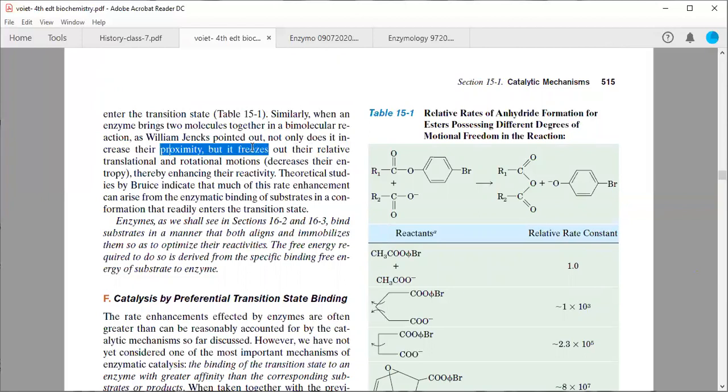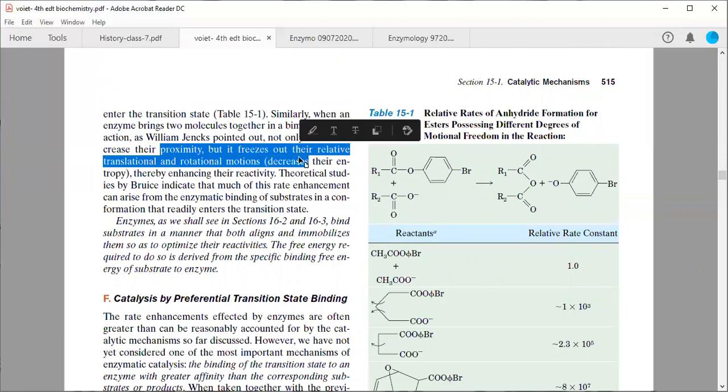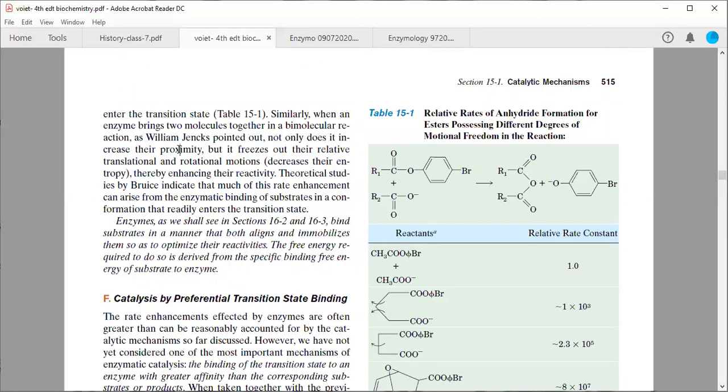In proximity, it freezes out the relative translational and rotational motions. If you know about these types of motions in a molecule, there are different types of motion actually happening: one is called translational motion, one is called rotational motion. They will decrease the entropy. The function of proximity is to bring these two substrates or atoms together so that their translational and rotational motions can be frozen, meaning removed, thereby enhancing their reactivity.